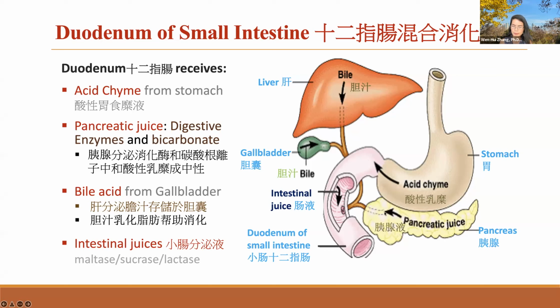So there are lots of digestive enzymes. We usually call them pancreatic enzymes, and also bicarbonate to neutralize the acid. So bile acid helps emulsify the fat, and then after the fat is emulsified, it will be digested by the lipase produced in the pancreas.